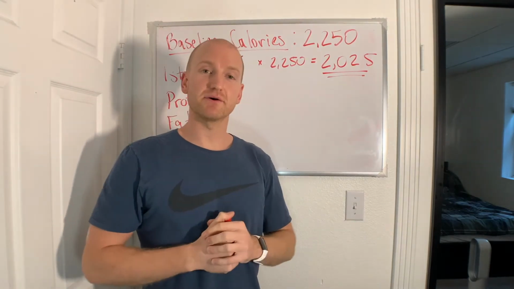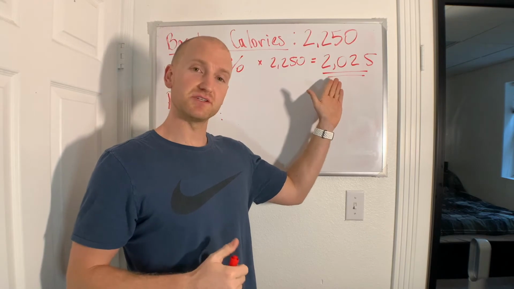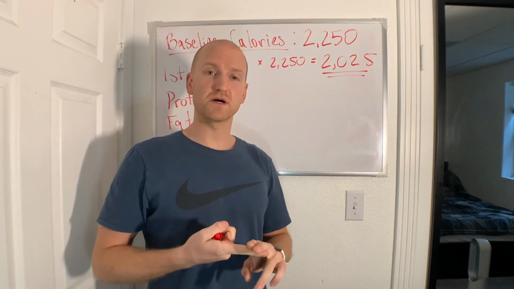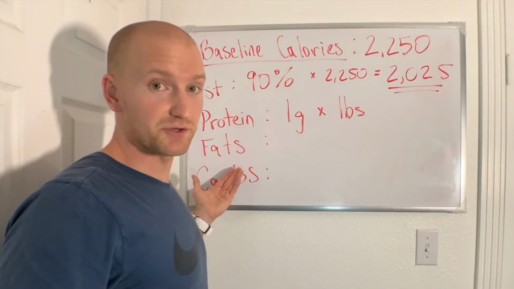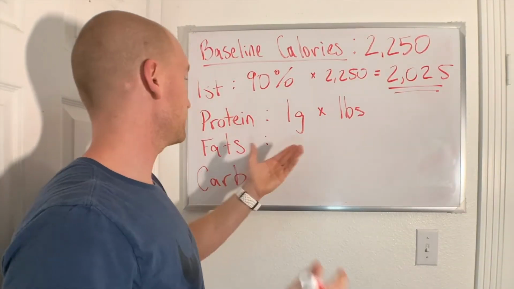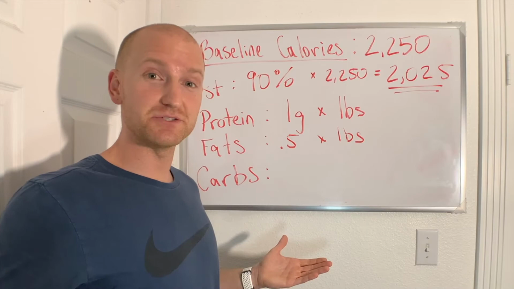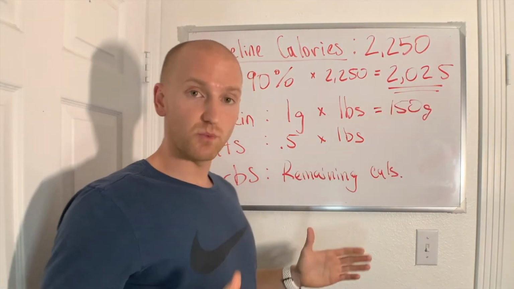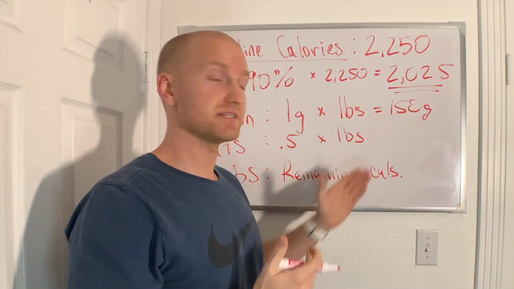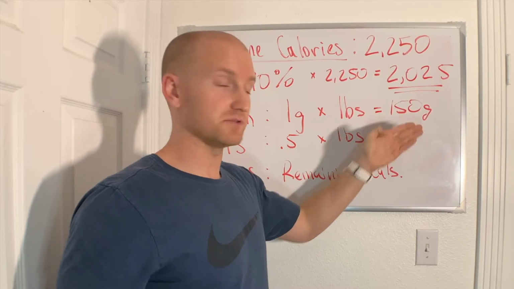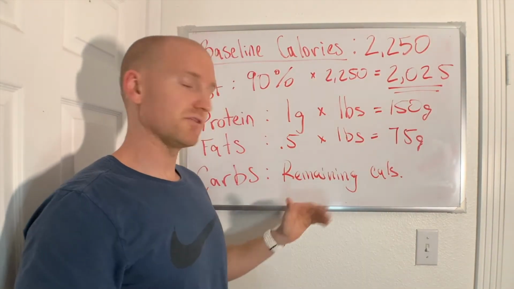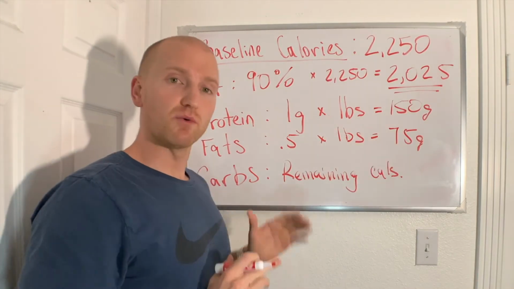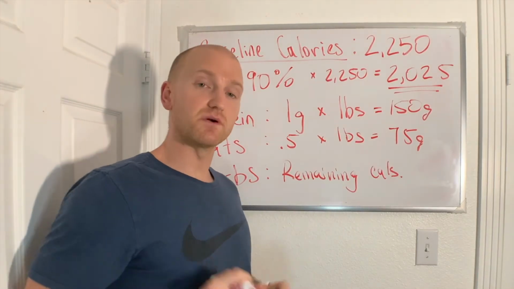So now we're going to calculate the macros from this 2,025 calorie diet. A good rule of thumb for protein is 1 gram per pound of body weight. For fats, a good rule of thumb is half a gram per pound of body weight. And whatever remaining calories you have left will go into the carbs. So weighing in at 150 pounds, we're going to aim to eat 150 grams of protein. For fats, we're going to be aiming around 75 grams. Now the remaining calories from these two will equal your carbs. So there will be a little bit of math.